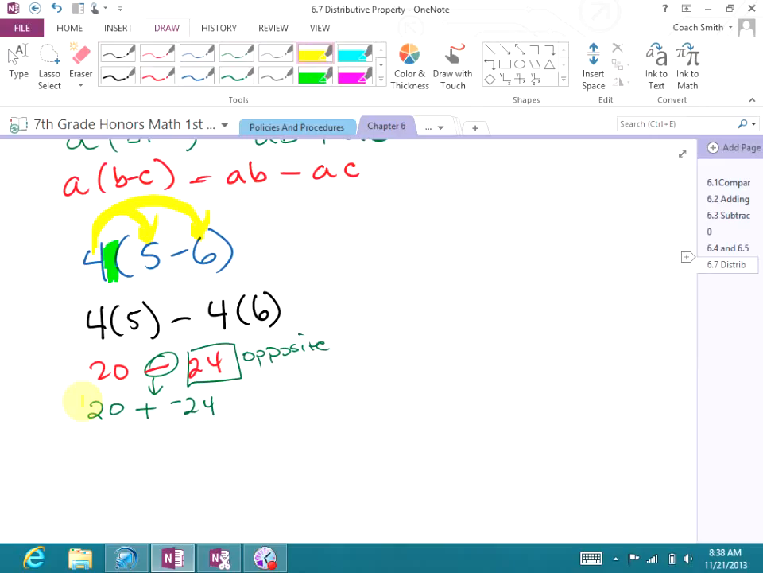So that means we're going to have the absolute value of those two numbers, and we're going to subtract the absolute values. 24 minus 20 would be what? 4. And it would be negative 4 because of that negative sign right there.